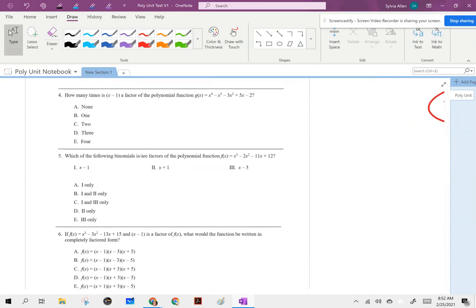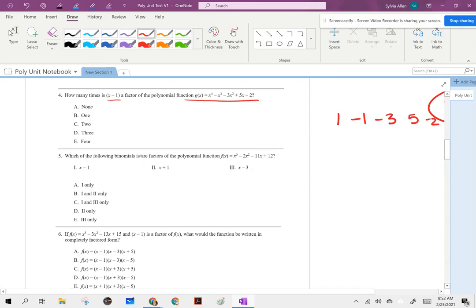Let's take a look at 4. It says, how many times is x minus 1 a factor of this function? Well, in order for me to do that, I'm going to go ahead and divide. And so I'm going to use synthetic division. So I've got 1, negative 3, 5, and negative 2. Get this out of the way. And then I'm going to divide by 1, right? X equals 1. And so here I'm just performing my synthetic division, but this is where some people go wrong.